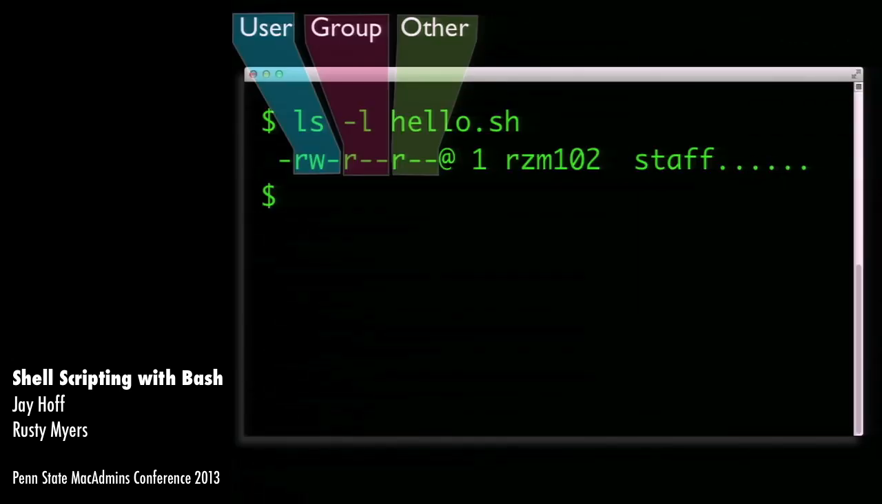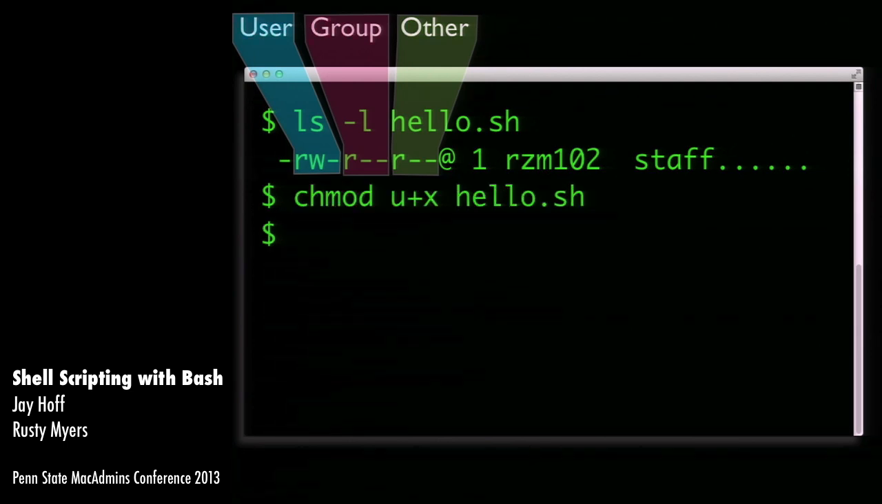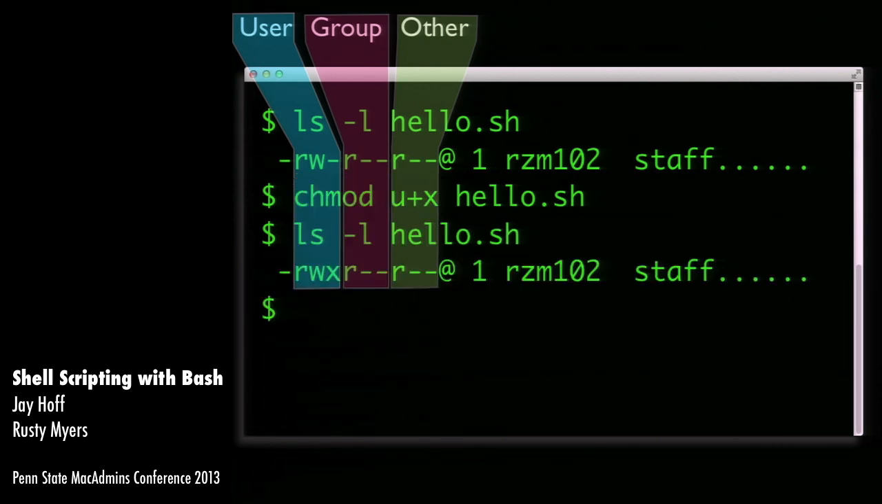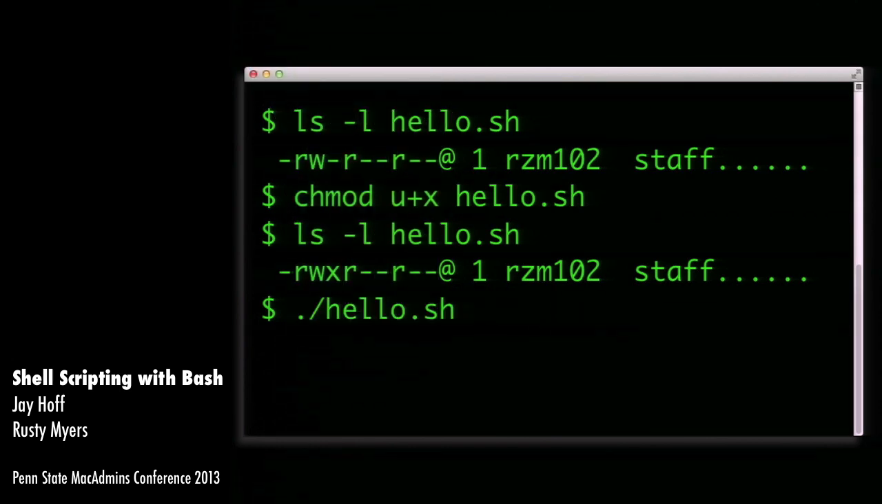So here we have an example of a file, hello.sh. And if we do a long listing on it, ls -l hello.sh, we can see the 3 groups, user, group, and other. Right now, user has read-write, group has read, other has read. If we want this script to be executable, we can run chmod u+x on hello.sh. If we do another long listing, we can see that the execute bit was added to the user group. And if we run the file, we get hello macadmins.